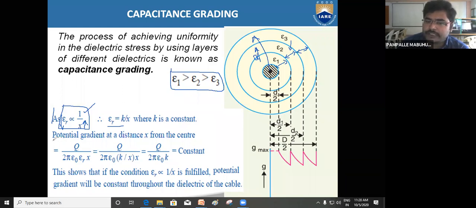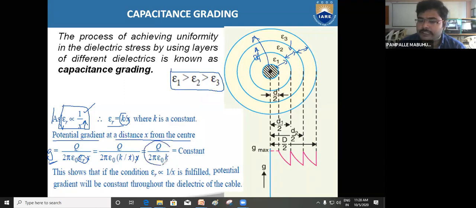Okay, so now if you write the potential gradient or dielectric stress at a distance x meters from the center of the conductor, so that G can be represented with Q by 2 pi epsilon naught epsilon r x. So this is the general equation to calculate the dielectric stress. G is equal to Q by 2 pi epsilon naught epsilon r into x. Now in place of this epsilon r, you are going to substitute this K by x. When you substitute K by x here, this x and this x will get cancelled. So G will be equal to Q by 2 pi epsilon naught into K.